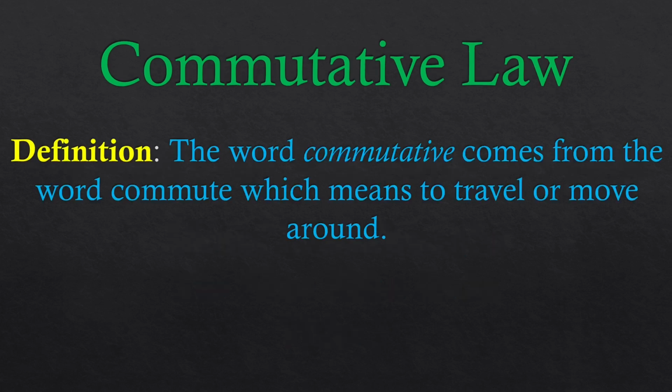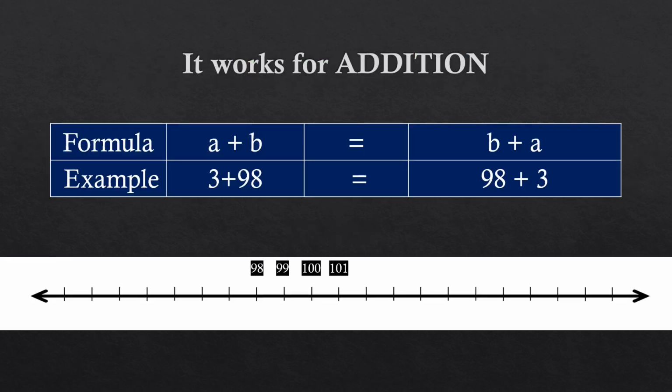The word commutative comes from the word commute, which means to travel or move around. And that's exactly what this law lets you do, move numbers around. Here's the rule. For addition and multiplication, the order of the numbers does not change the answer. In math code, it looks like this. A plus B equals B plus A. All this means is 3 plus 98 is exactly the same as 98 plus 3.